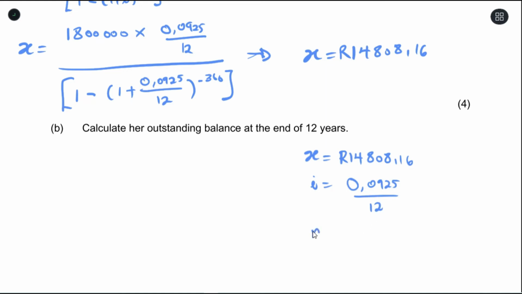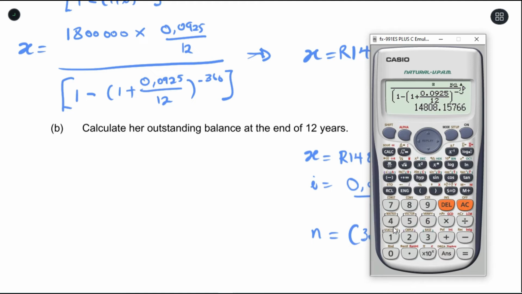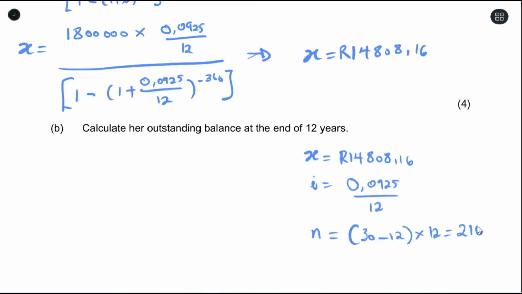The number of years is what will be different. Now, because you've paid 12 years, it means that you still have 30 minus 12 years left. Okay, now the answer we get, we multiply that by 12, which would give us 30 minus 12, 18 times 12, 216. So what that means is that you still have 216 payments to make at that particular moment, okay?